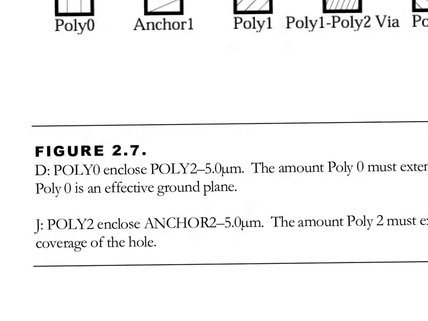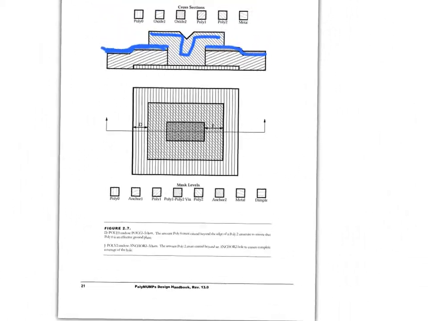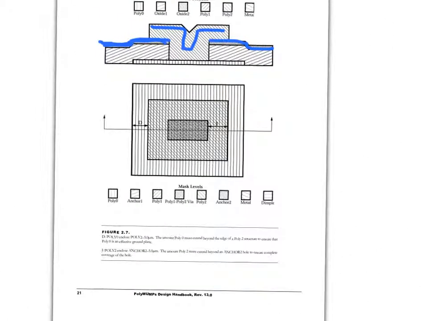So that's why it says poly 0 enclose poly 2 5 microns. So if you're going to do a structure like that, you better have more gap. And then poly 2 encloses anchor 2 by 5 microns. So they're both 5. Okay, so that means D, and I don't know what this is, J, D and J are both 5 microns.